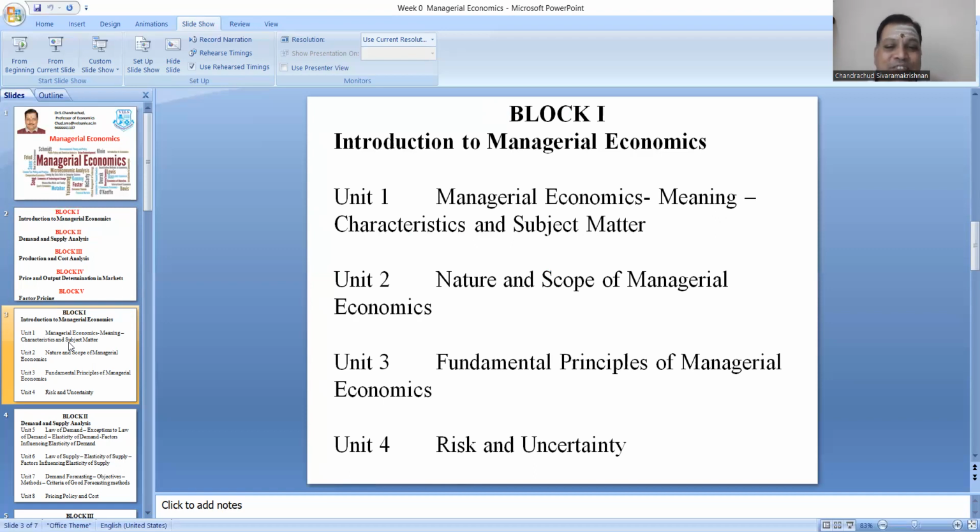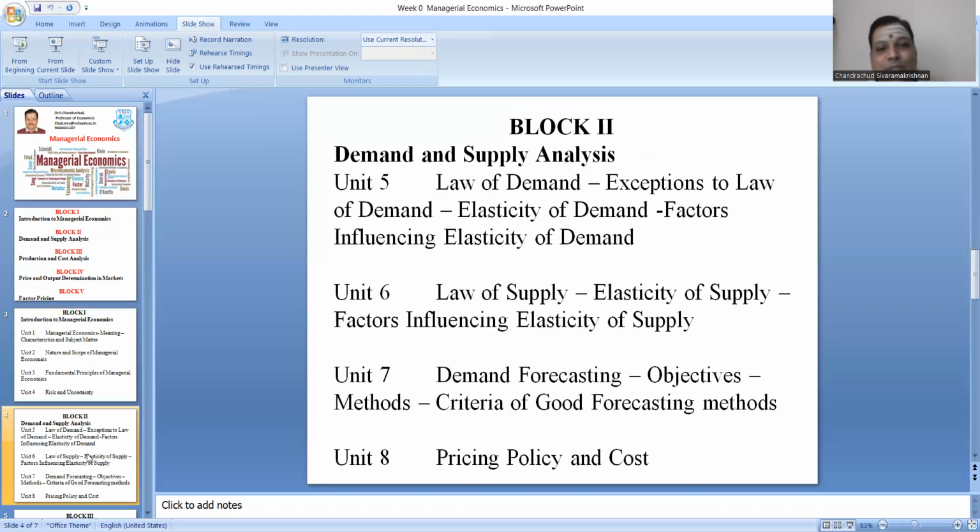In this, 5 different principles will be analyzed elaborately. And the last unit is Unit 4 in Block 1, about the theory of risk and the theory of uncertainty. These are the 4 units covered in Block 1. As far as Block 2 is concerned, it covers both demand analysis and supply analysis. Unit 5 covers the demand analysis.